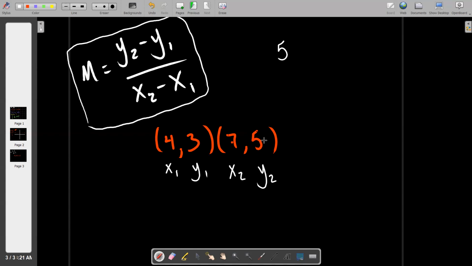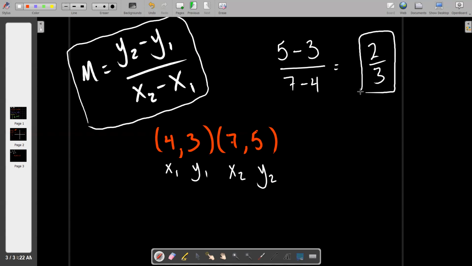y2 is 5. It's okay. And then I'm going to put minus. And what is y1? Good. So I do 5 minus 3, and don't worry about what that equals yet. Let's go over now. What is x2? And what is x1? So if you can perform basic operations, you can find the slope of the line. On top, what's 5 minus 3? 2. What is 7 minus 4? 3. So the slope of the line through those points would be 2/3.